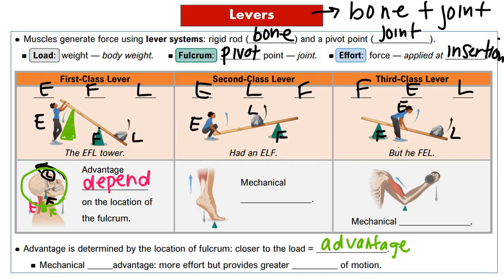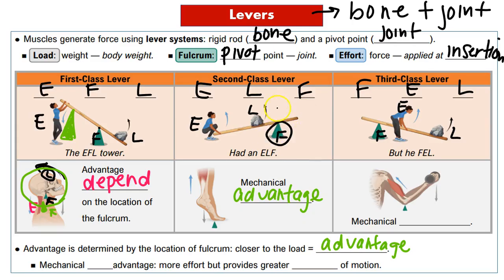Okay? Let's go ahead and focus on the second class lever. Now, could we automatically tell ourselves that this is going to be an advantage or disadvantage? Yes. I can look at the load and fulcrum being close to one another, or I can look at the effort and the fulcrum being further away. Either way, I know it's going to be an advantage.